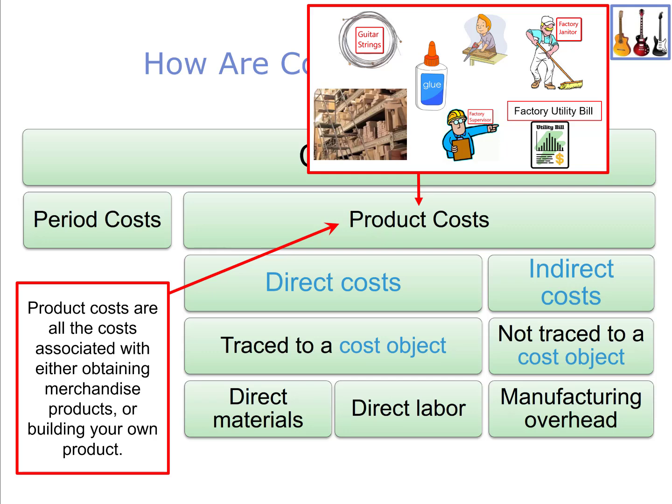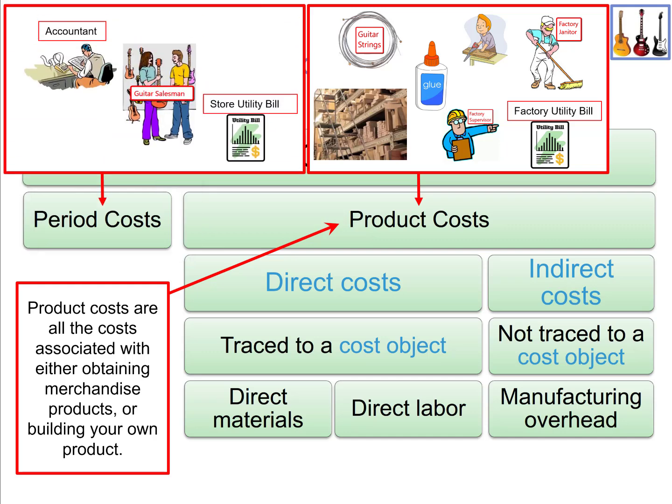Costs that are not associated with a product are simply called period costs and are expensed in the period in which they are incurred. For a guitar manufacturer, that would include the accountant's salary, the salespeople's salaries, the store utility bill, depreciation expense on the store's equipment, such as the display cases, etc.